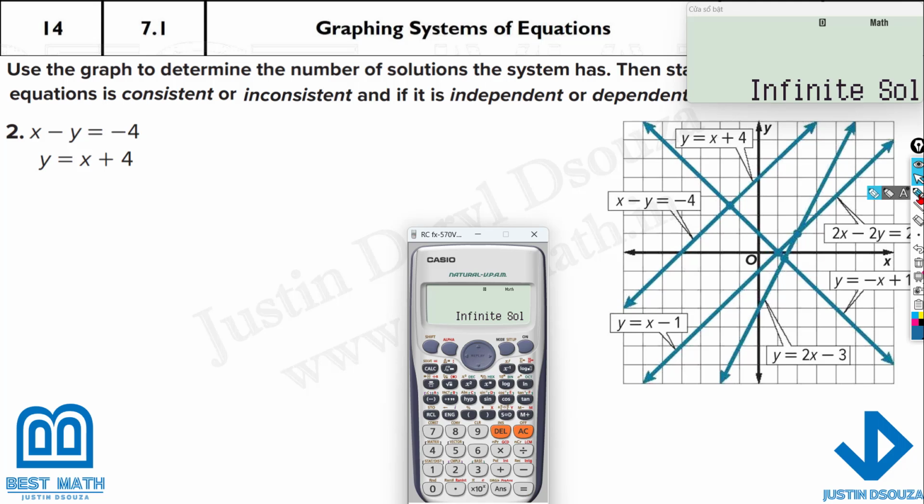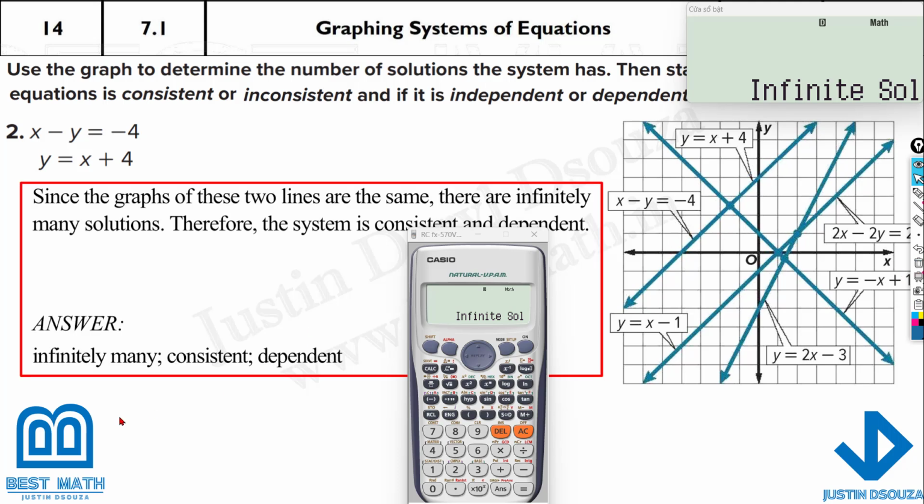The answer is infinite solutions. That means it's supposed to be the same line. Where is x over here? x minus 4 equals y, and this is y equals x plus 4. It's the same equation. That's why it's infinite solutions. And therefore, it is consistent, but they are dependent on each other. So infinitely many solutions, consistent and dependent.